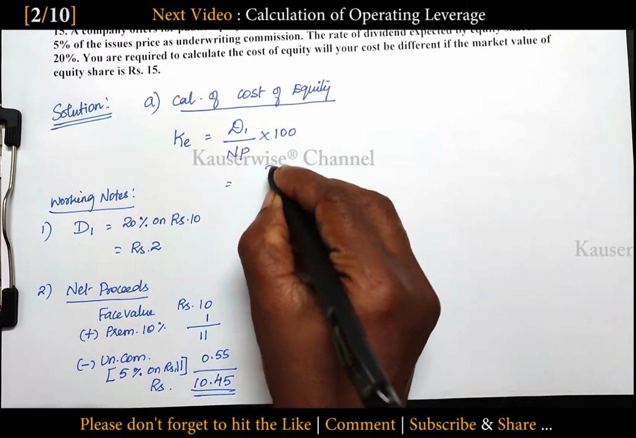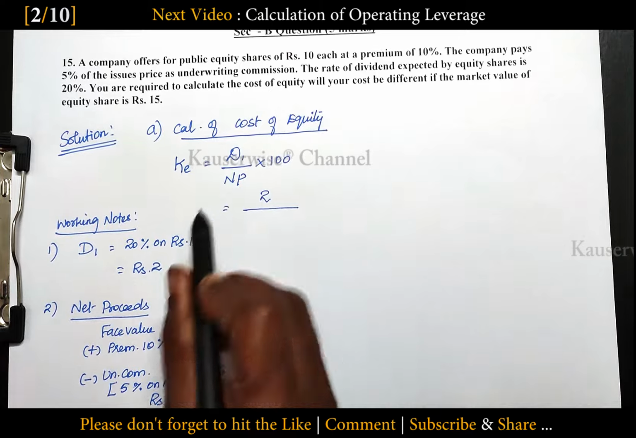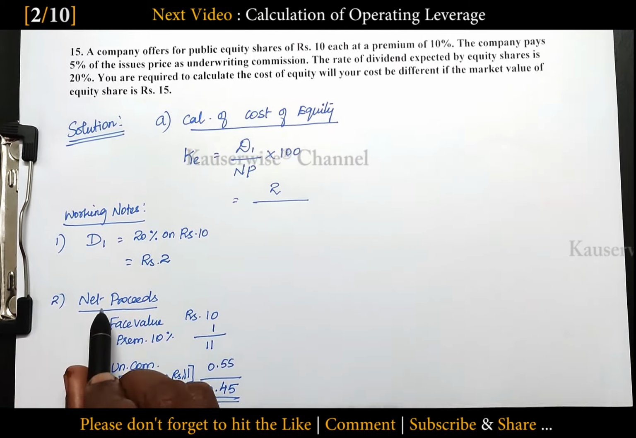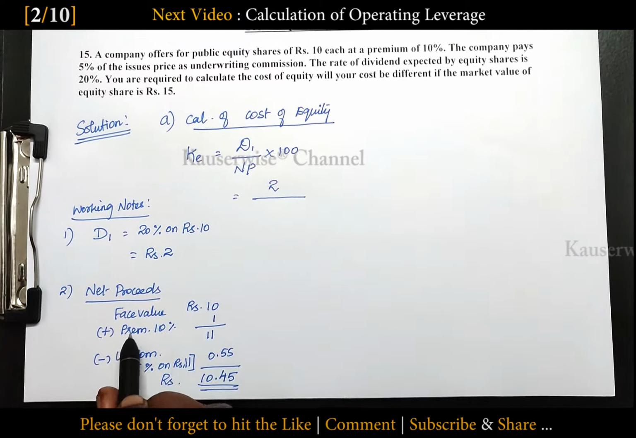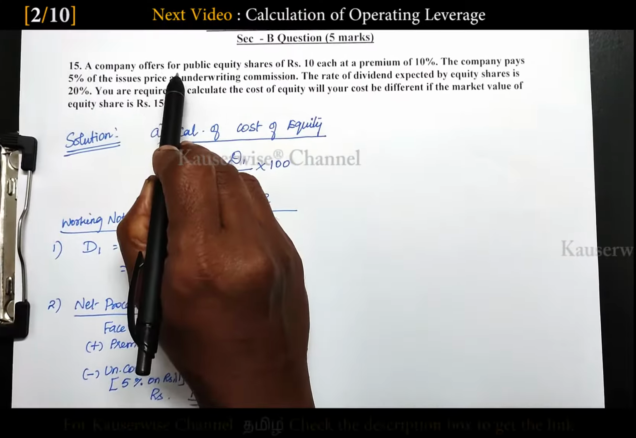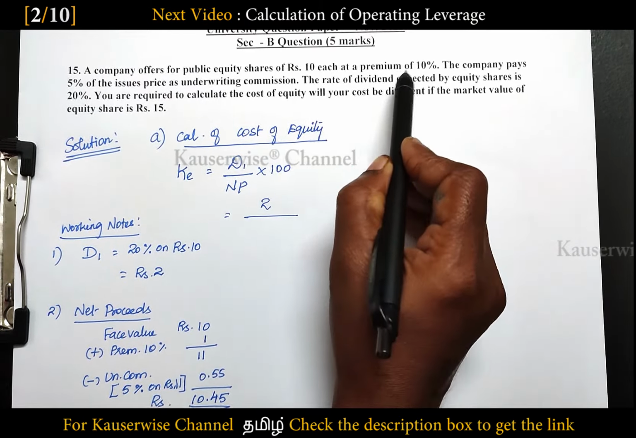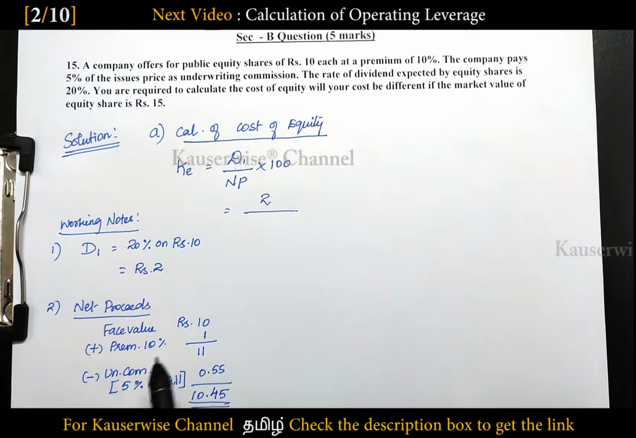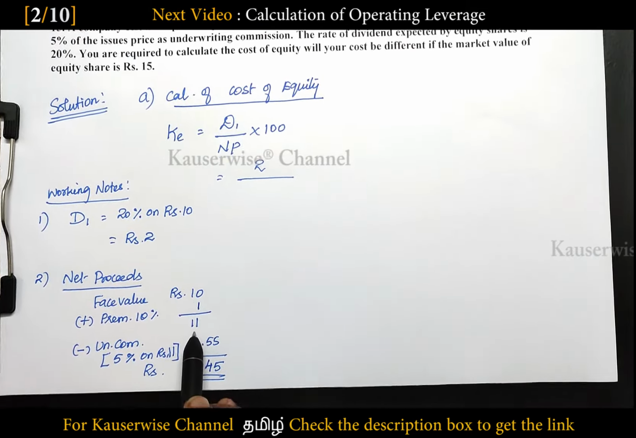Okay. So write 2 rupees. D1 divided by NP. So NP stands for what? Net proceeds. So how to calculate net proceeds? Face value 10 rupees plus premium 10%. No. See the problem. A company offers for public equity shares of rupees 10 each at a premium of 10%. Okay. So add 10% premium on face value. You will be getting 11 rupees.